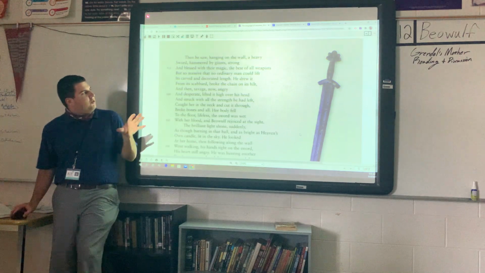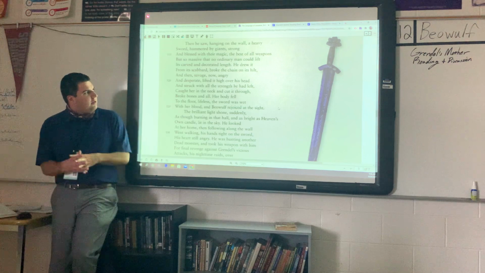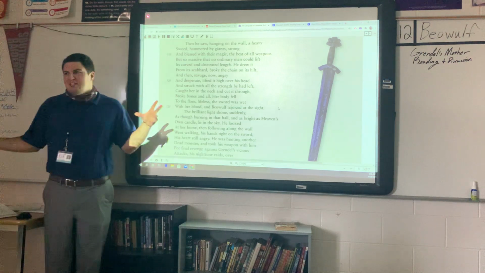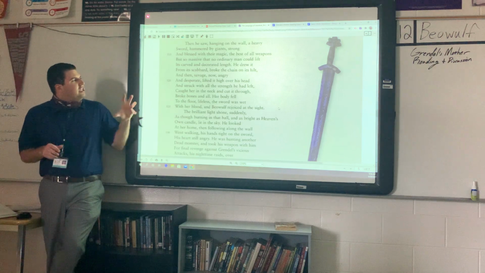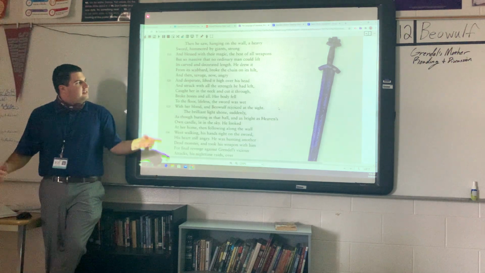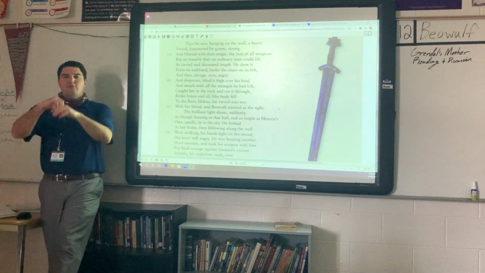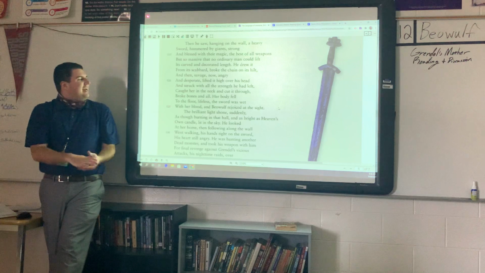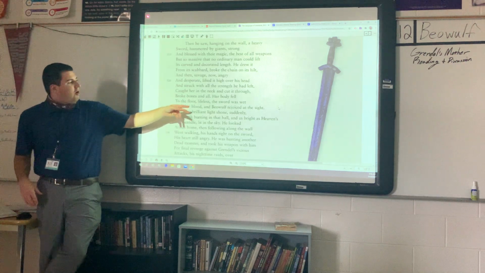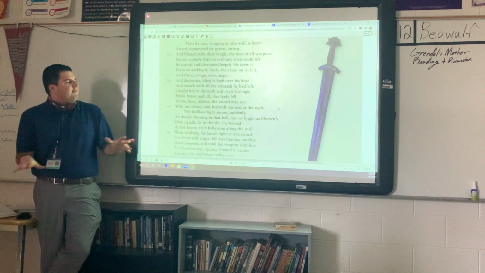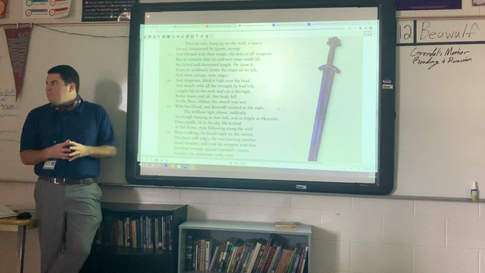Then he saw hanging on the wall a heavy sword hammered by giants, strong and blessed with their magic, the best of all weapons, but so massive that no ordinary man could lift it. Its carved and decorated length. He drew it from its scabbard, broke the chain on its hilt, and then, savage, now angry and desperate, lifted it high over his head and struck with all the strength he had left, caught her in the neck, and it cut through, broke bones and all. Her body fell to the floor, lifeless. The sword was wet with her blood, and Beowulf rejoiced at the sight.